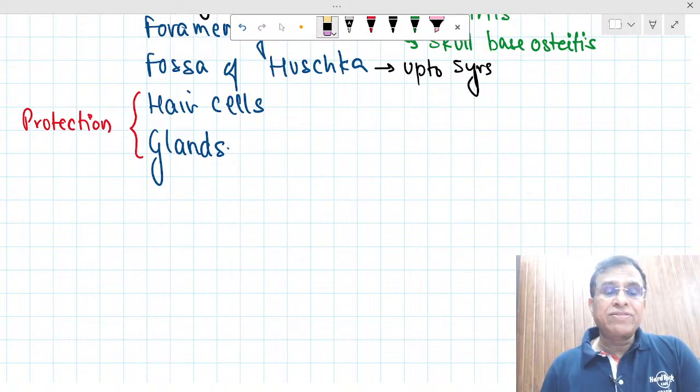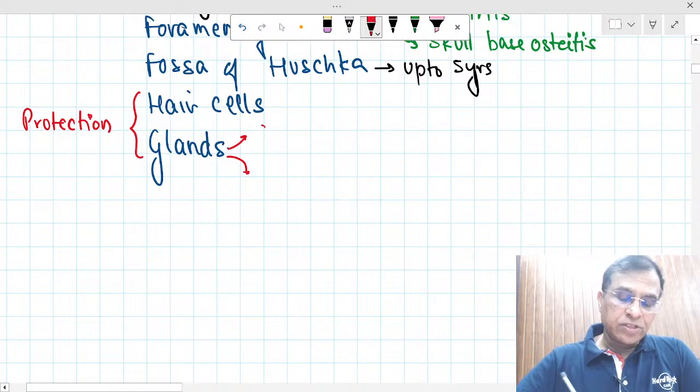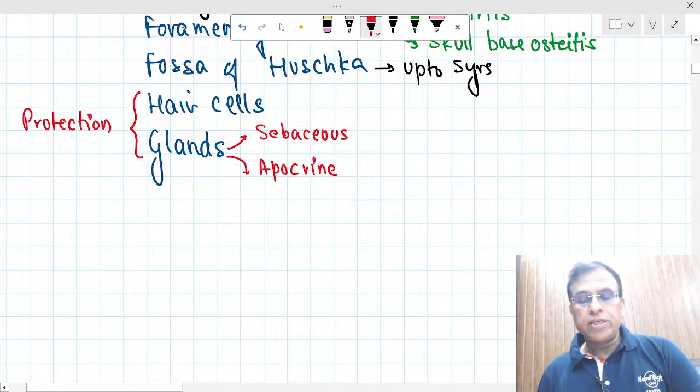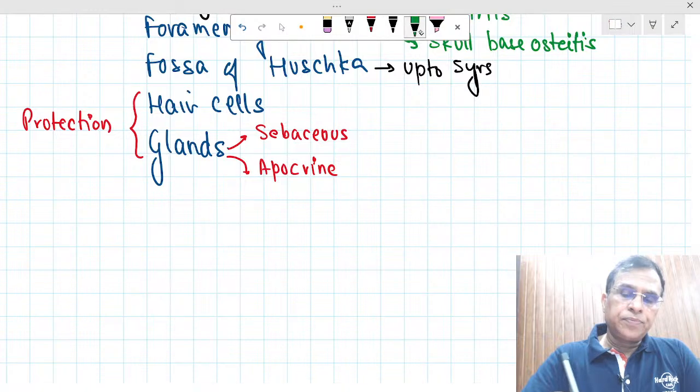So first question, how many types of glands do we have in the canal? And the answer is, we have 2 types of glands in the canal. Which are these 2 types? We have sebaceous gland and we have apocrine gland. Sebaceous and apocrine. What are the secretions of this gland called?